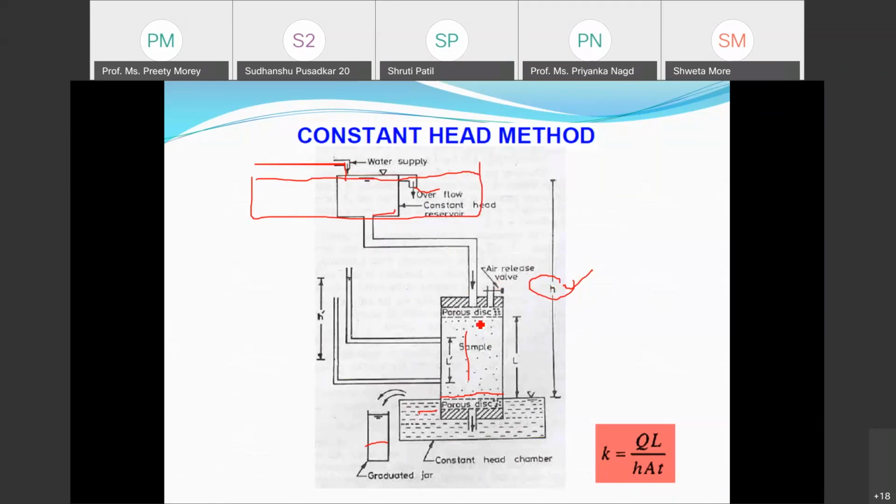Now the amount of water which will be flowing through the soil sample, and the area of the soil sample in comparison with the area of the overhead tank, will be very small. And hence, even if 5 ml of water is passing through the soil, the head of the water will not change at all. And hence, that remains the constant head.